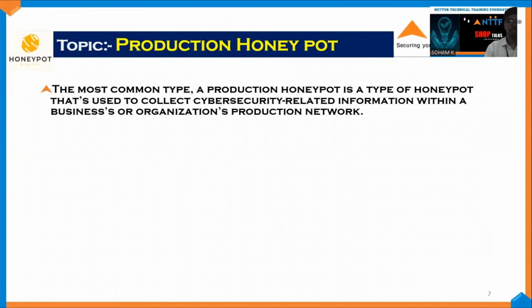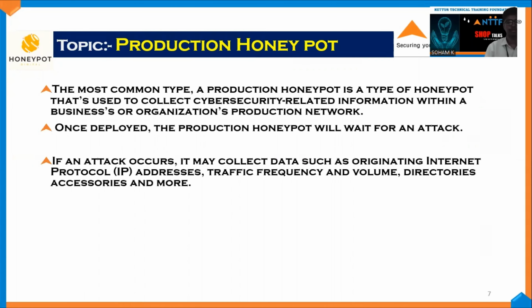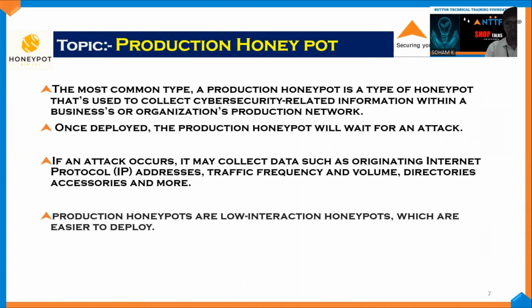The most common type of production honeypot is a type of honeypot that's used to collect cybersecurity related information within a business or organization's production network. Once deployed, the production honeypot will wait for an attack. If an attack occurs, it may collect data such as originating Internet Protocol (IP) addresses, traffic frequency and volume, directories accessed, and more. Production honeypots are low interaction honeypots, which are easier to deploy.